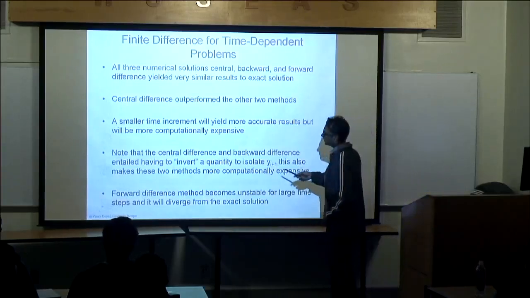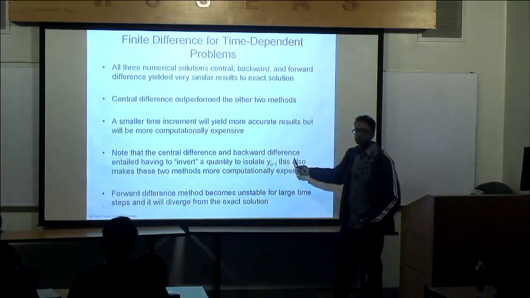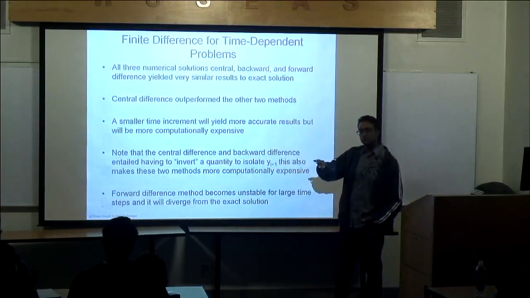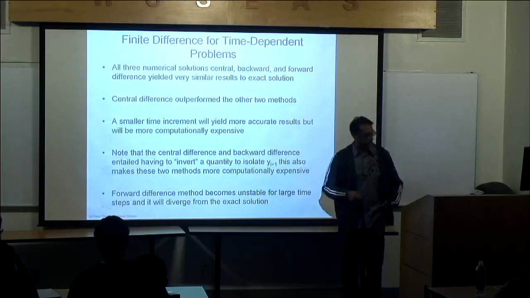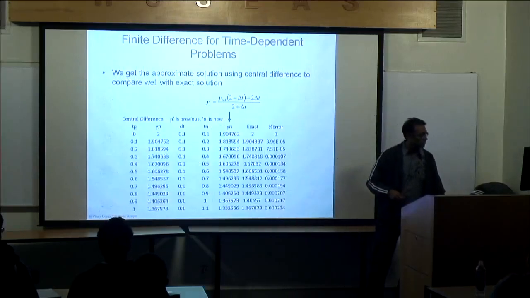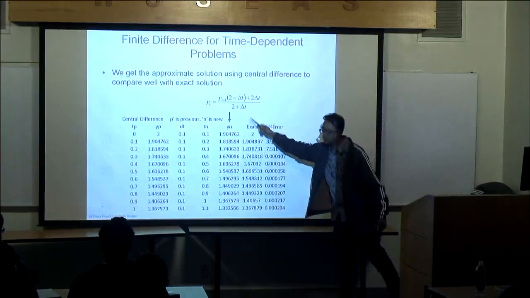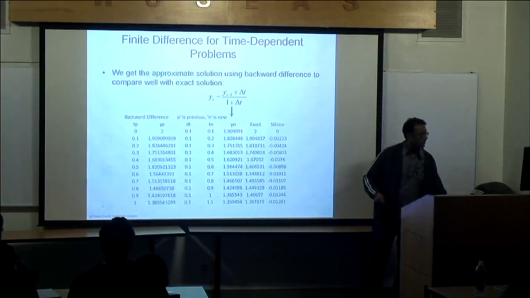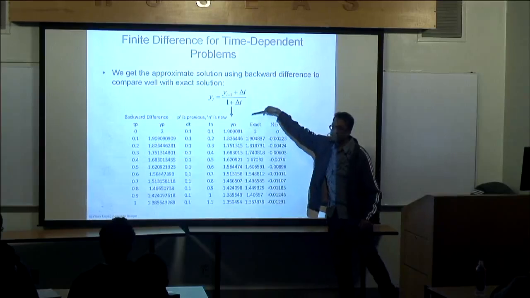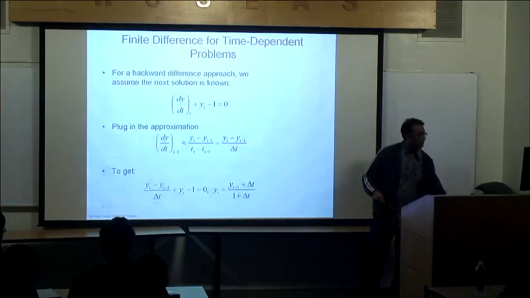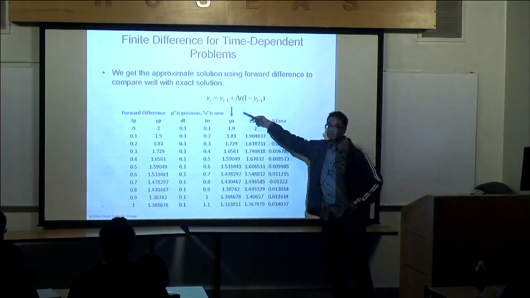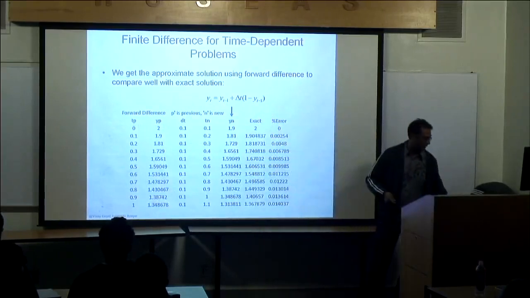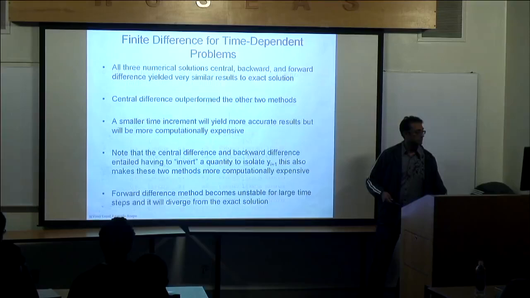I want you to note that in the central difference and backward difference, we had to do some division calculation. We had to do some inversions. I want you to see that here when I look at the formula. Here I had to divide by 2 plus delta t. Here I had to divide by 1 plus delta t. That's backward difference. And then in the forward difference, I didn't have to do that. Okay? This will become important later when I discuss computational expense.